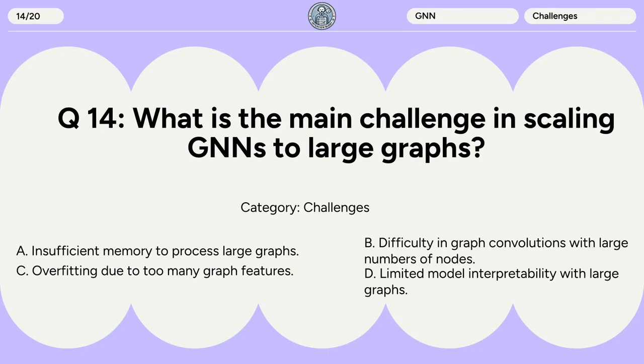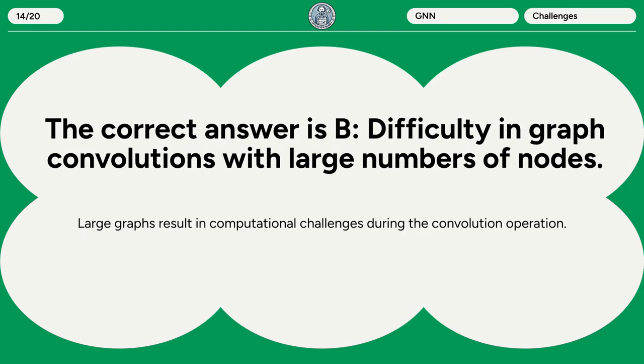Question 14. What is the main challenge in scaling GNNs to large graphs? A. Insufficient memory to process large graphs. B. Difficulty in graph convolutions with large numbers of nodes. C. Overfitting due to too many graph features. D. Limited model interpretability with large graphs. The correct answer is B. Difficulty in graph convolutions with large numbers of nodes. Large graphs result in computational challenges during the convolution operation.